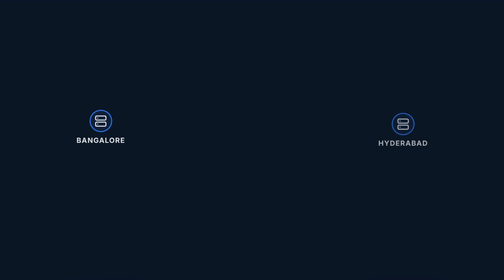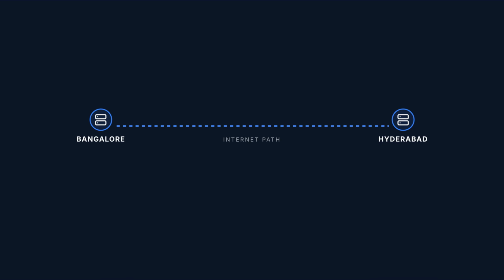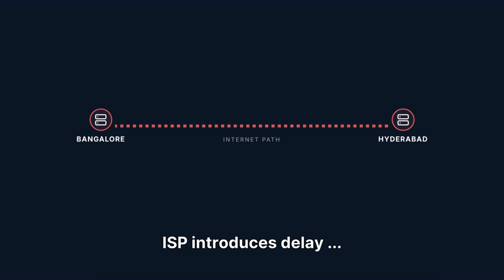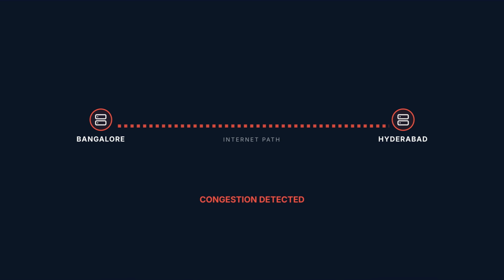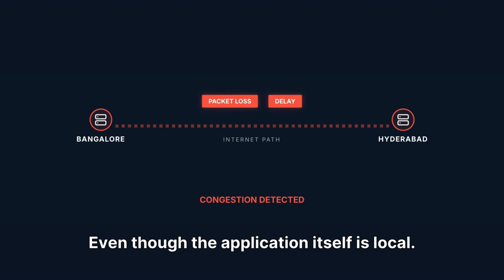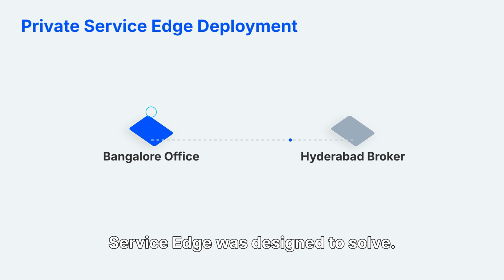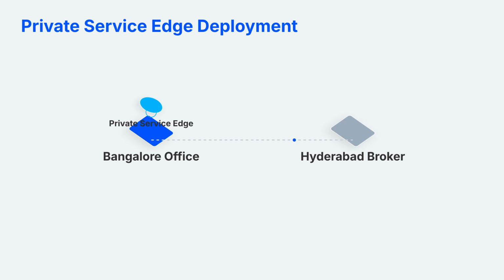Now imagine the internet path between Bangalore and Hyderabad becomes congested. The ISP introduces delay. Packet loss occurs. Users start experiencing latency, even though the application itself is local. This is exactly the problem that Private Service Edge was designed to solve.